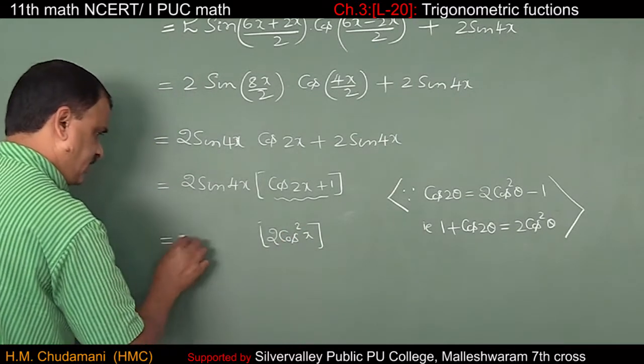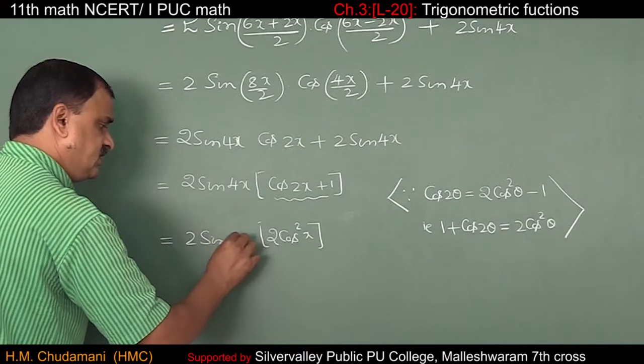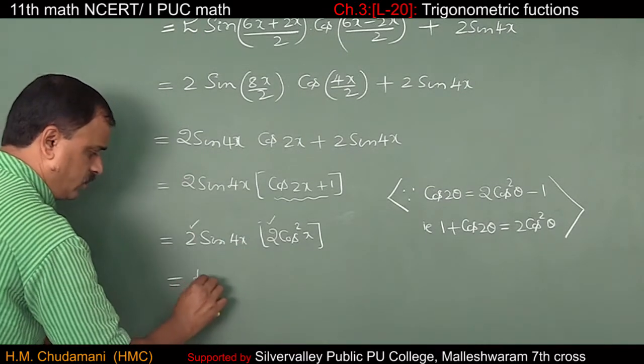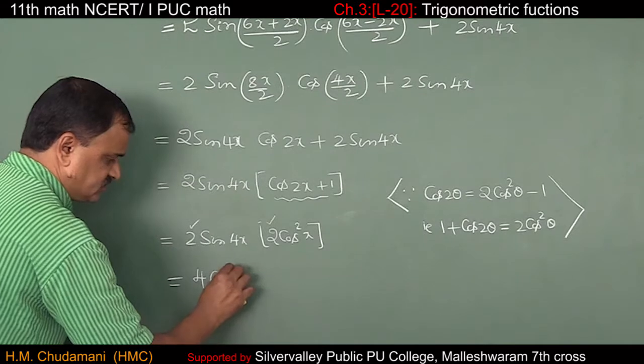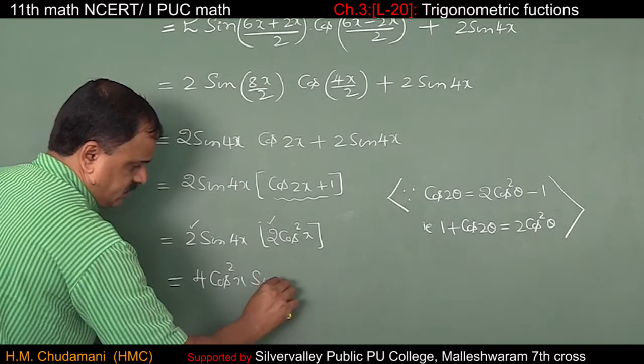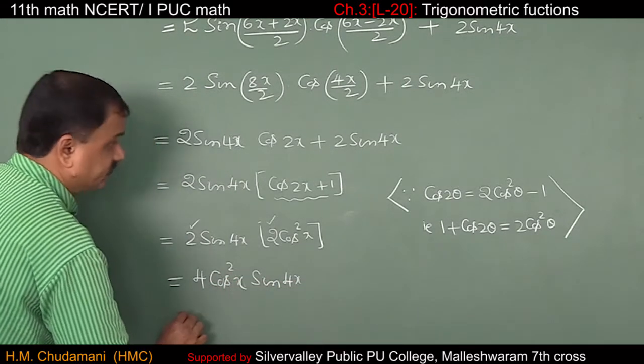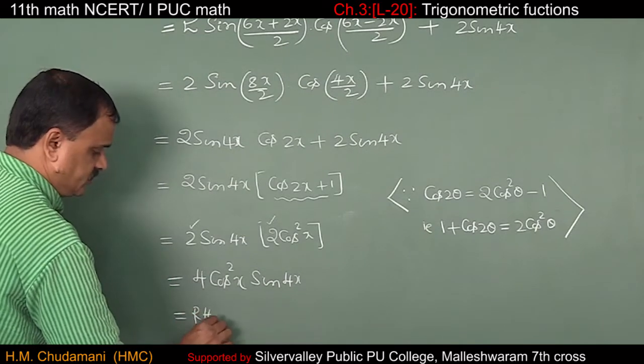So 2 sin 4x. So 2 into 2 means 4 cos square x into sin 4x. Okay. So this is what the RHS we want.